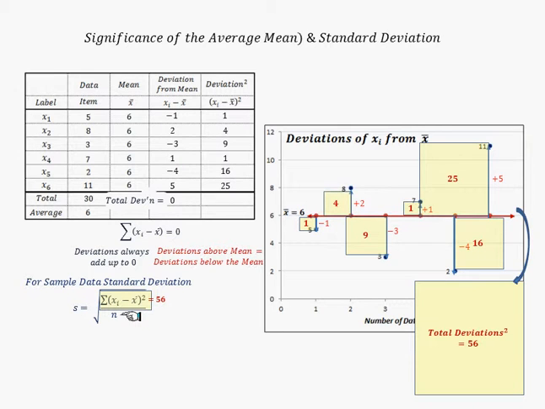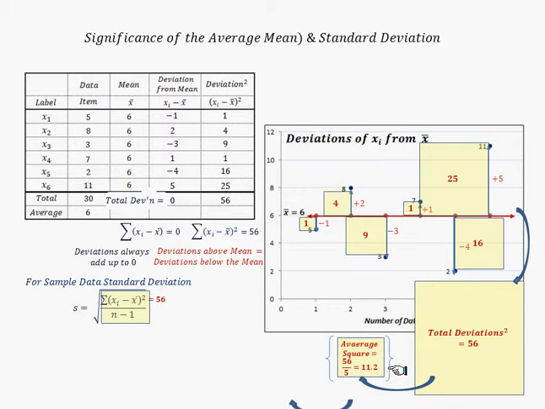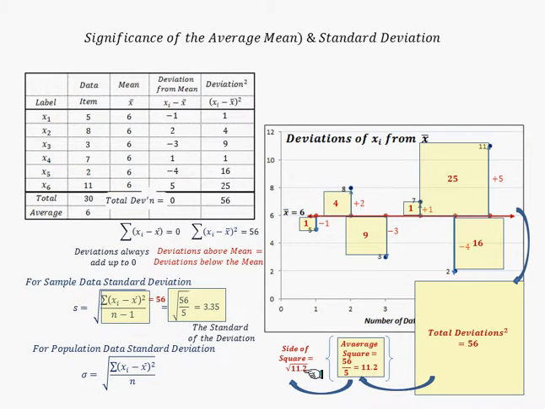Now we're dividing by n minus 1, so effectively we're averaging them out. We're saying the total deviation squared is 56, where normally we divide by 6. But we're going to divide by 5 here for reasons which we'll talk about a little later. 56 over 5 is 11.2, and the standard deviation is the square root of that. And for a population, we divide by n, in which case we divide by 6 here, if this was the entire data set involved.